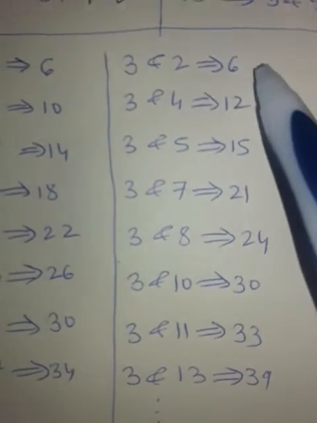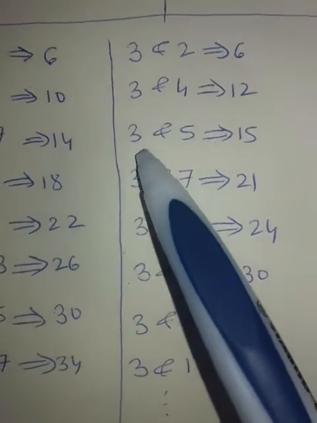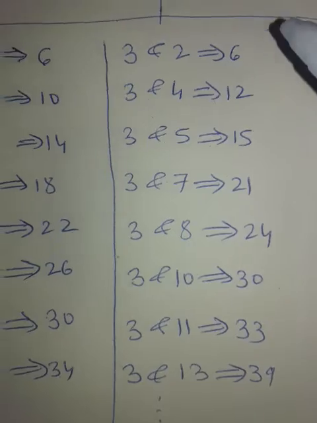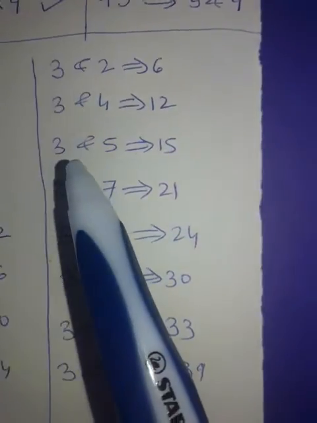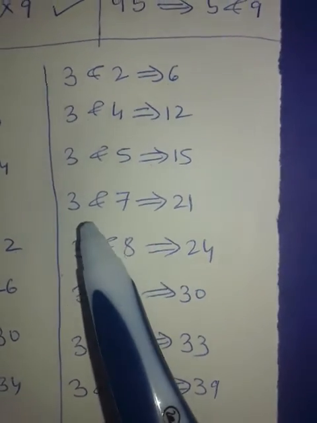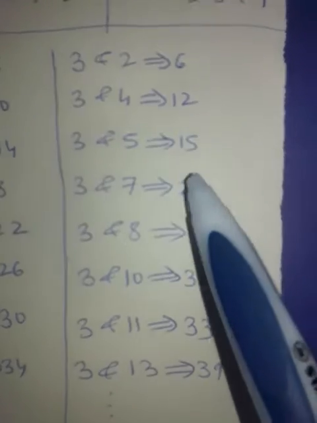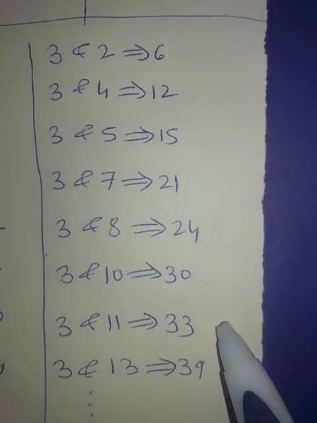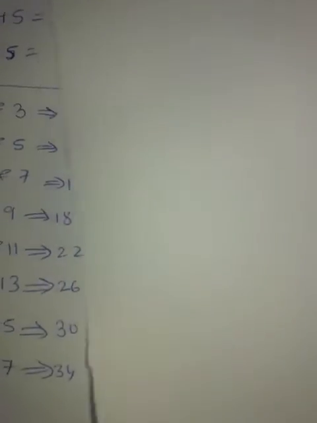3 and 2, 6. 3 and 4, no common factor, 12. 3 and 5, no common factor, 15. Product is 15. So what conclusion do I get? A number which is divisible by 3 and 5 will be divisible by 15. Divisible by 3 and 7 will be divisible by 21 and so on. Divisible by 3 and 11, it will be divisible by 33. Just go on finding a few more.